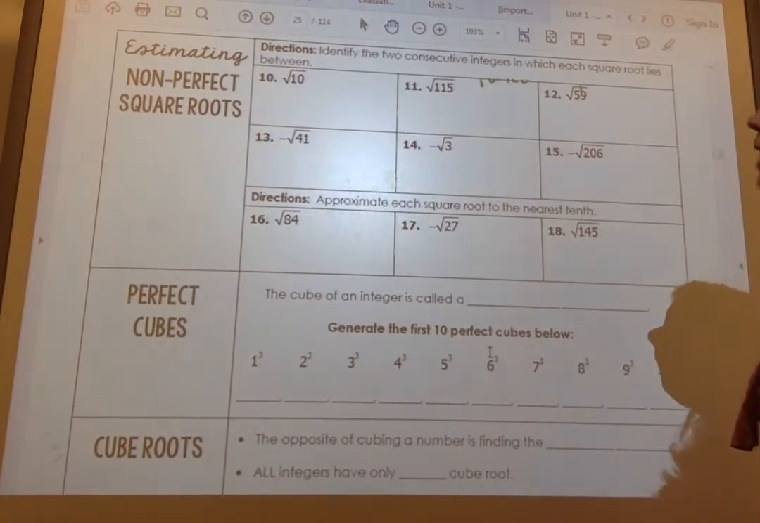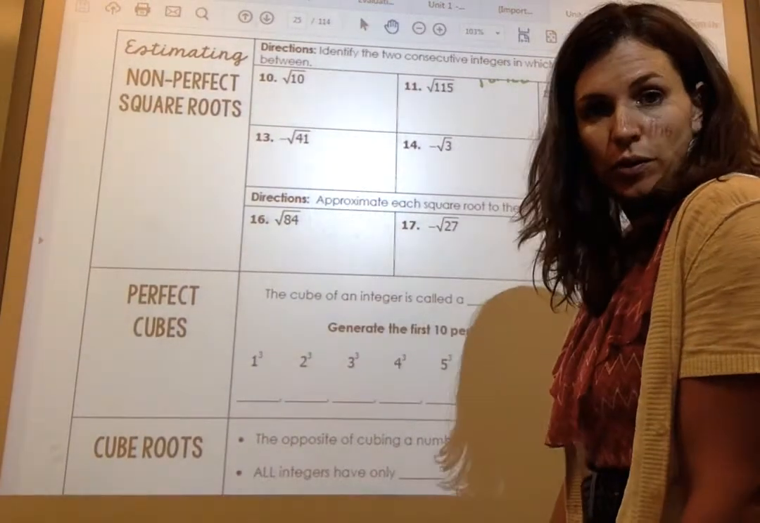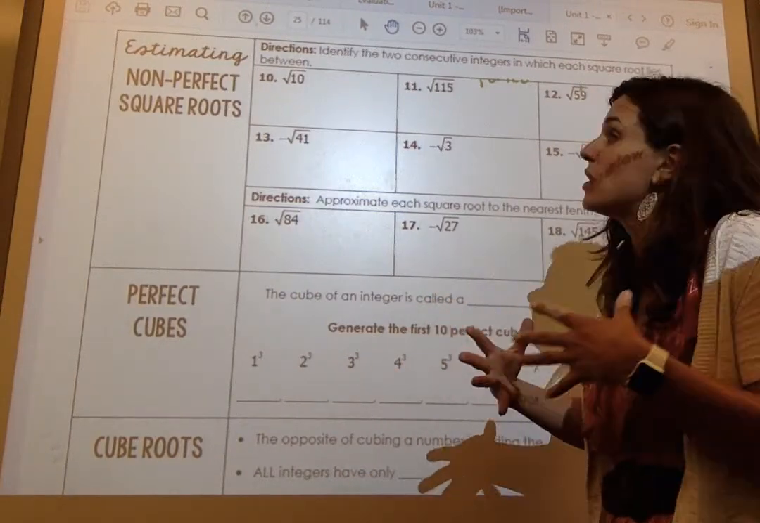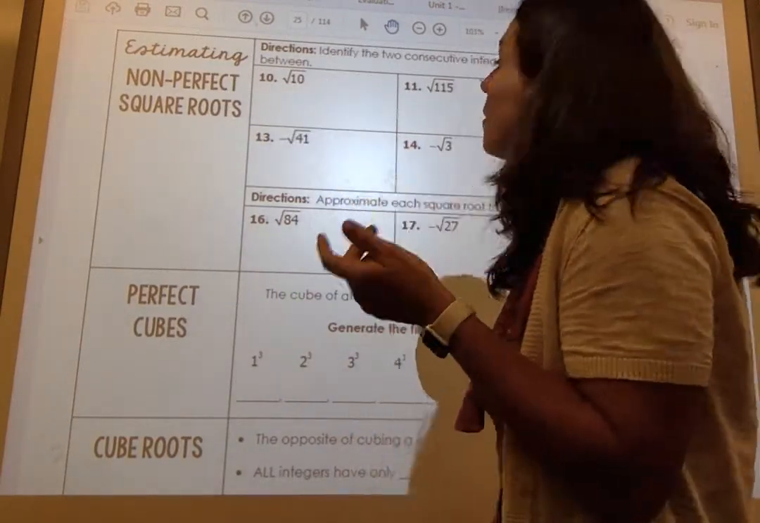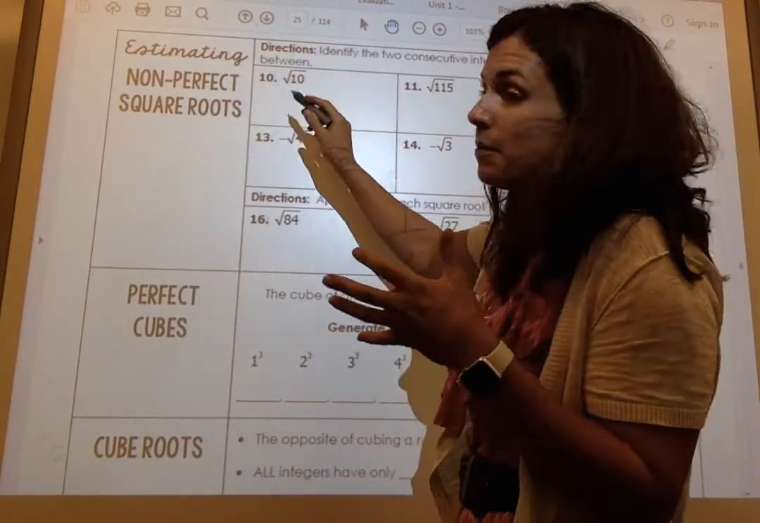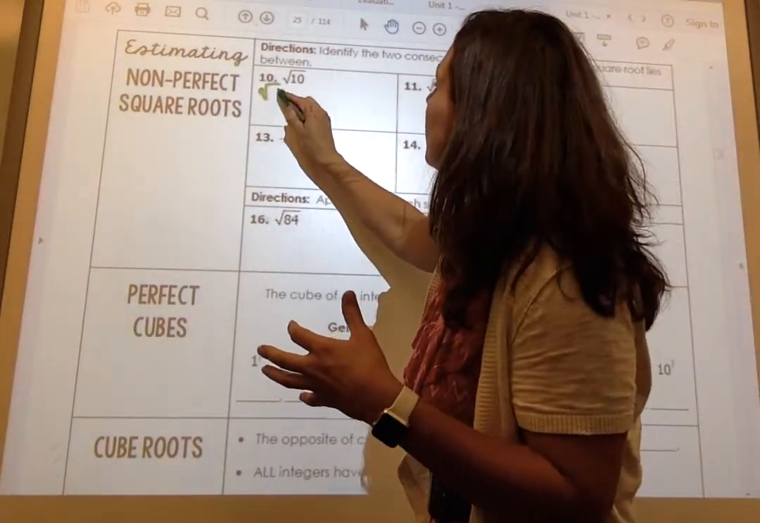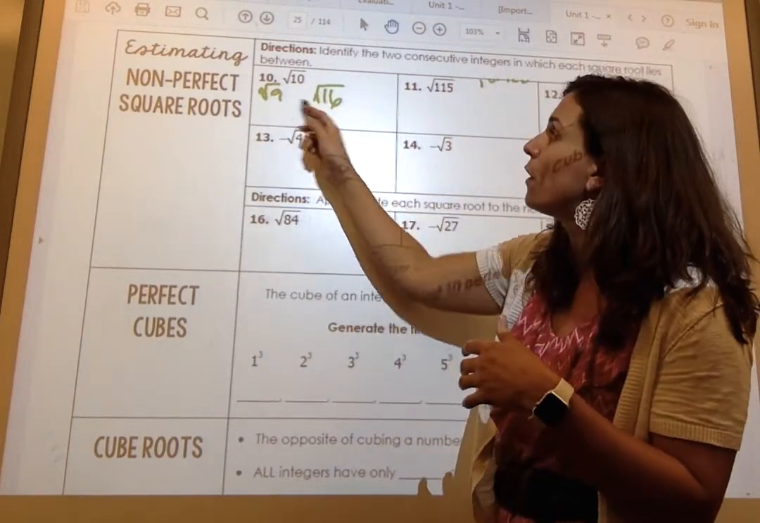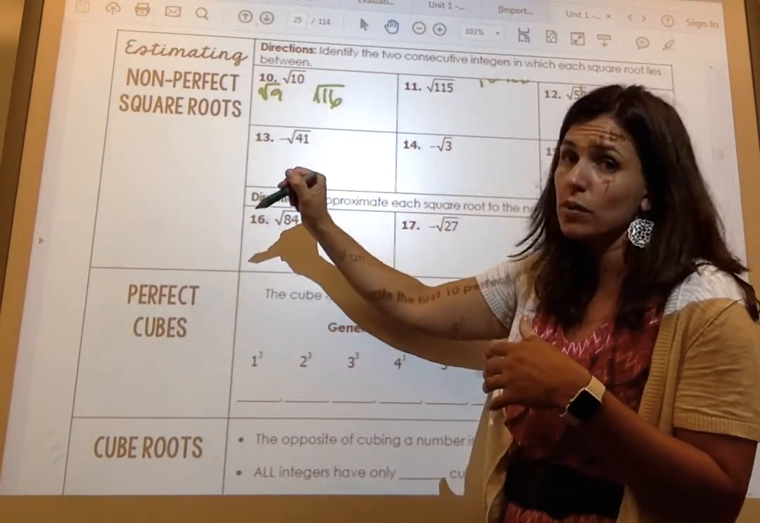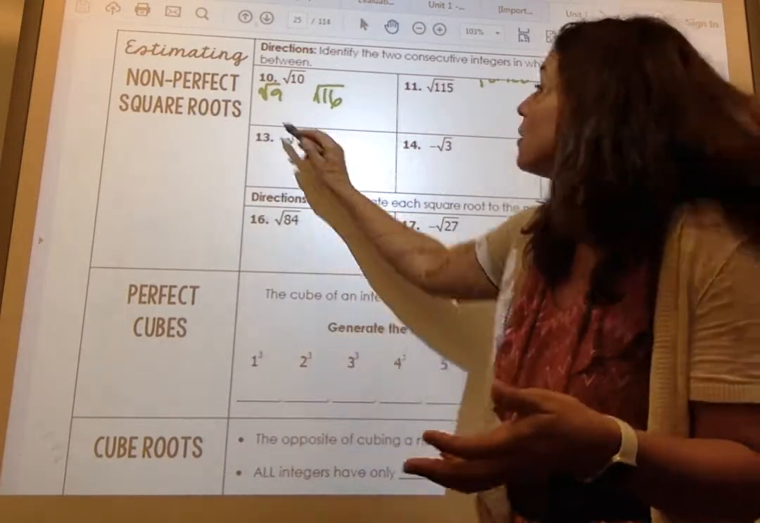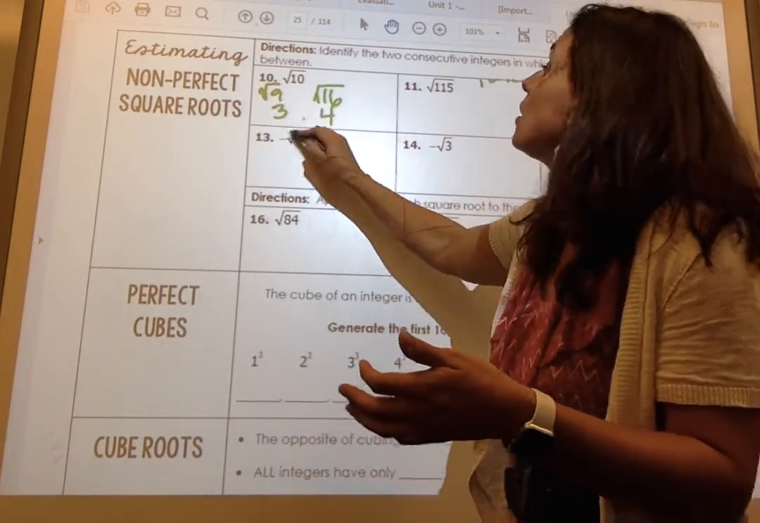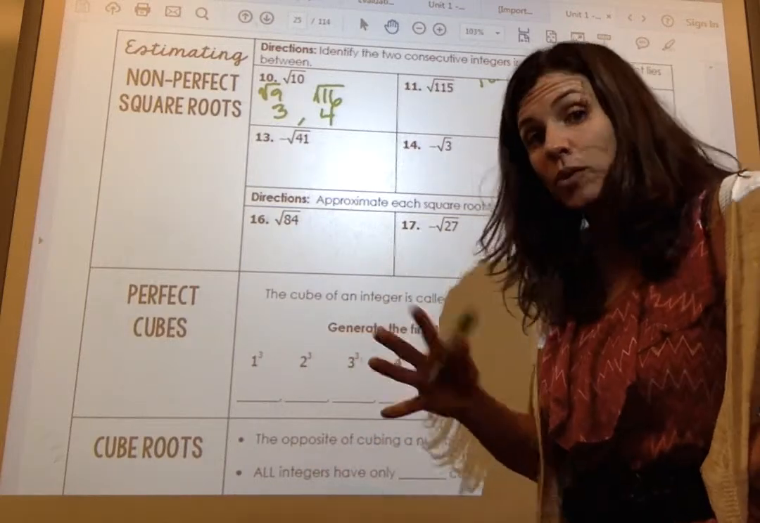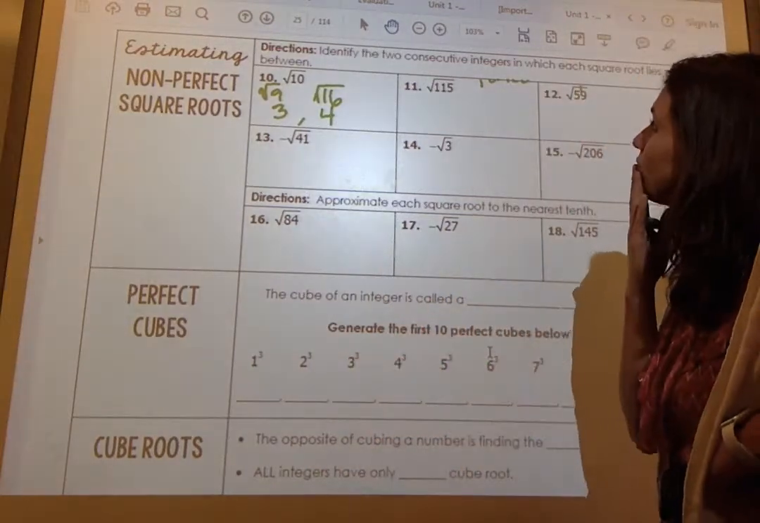And let's talk about how we estimate non-perfect square roots. If I know my perfect square roots, it makes the estimating much, much easier. Because I know that the perfect square root in between 10 would be square root of 9 and square root of 16. So square root of 10 falls somewhere between the square root of 9 and the square root of 16, which the square root of 9 is 3, the square root of 16 is 4. So it's going to fall somewhere between 3 and 4. So that's what we mean by estimate between which whole integer.